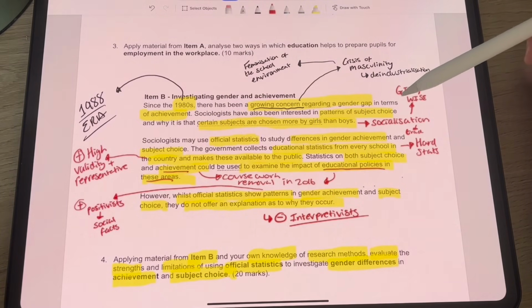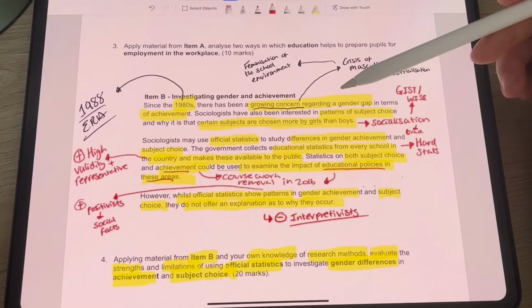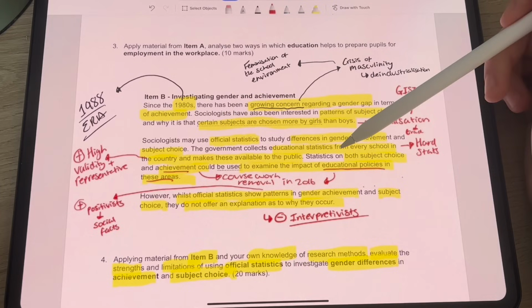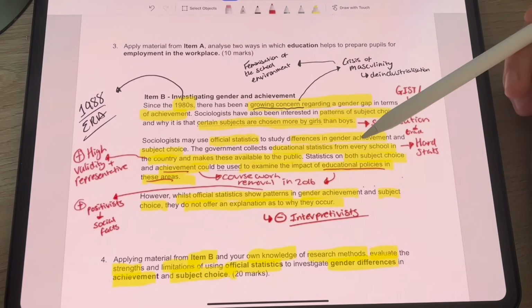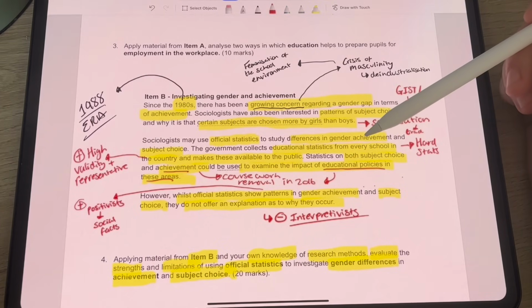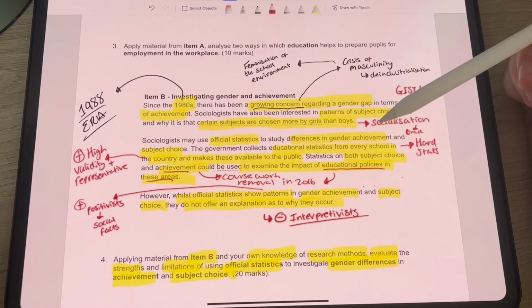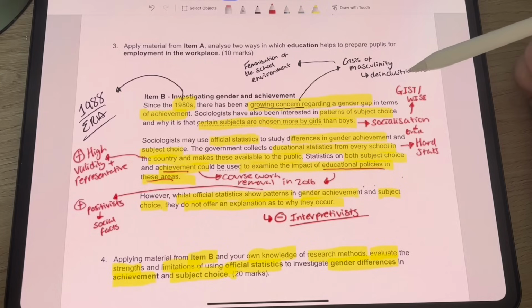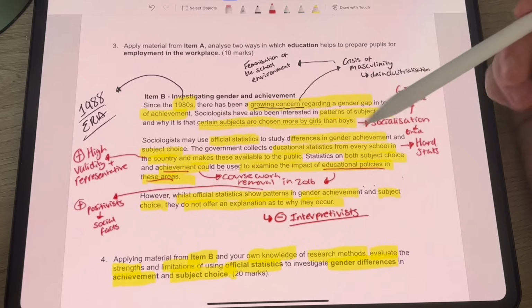Then we have statistics on both subject choice and achievement, which could be used to examine the impact of educational policies in these areas. What I thought when I read that was the coursework removal in 2016. In the new spec for GCSEs, there's been a mass removal of coursework because girls achieved higher in coursework than boys, as girls seemed more organised and more likely to go over and redraft things. Whereas boys preferred more hands-on work, like design technology. Not to be stereotypical, but coursework as a whole just wasn't their thing. So that's what that made me think of.